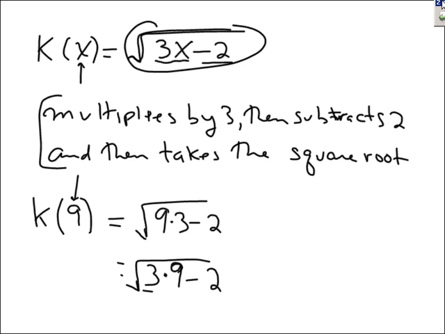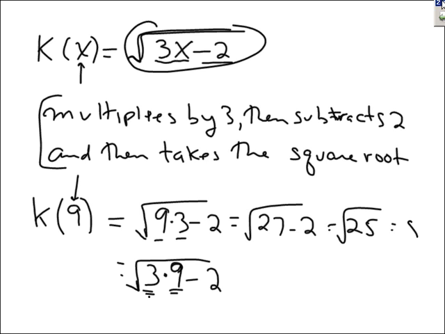That is, it doesn't matter if you write 3 times 9 or 9 times 3. Either way, you get 27, take away 2, which is 25, and you take the square root of that, which is 5. Take what's in the brackets, multiply it by 3 and then take away 2, and then take the square root of it. I don't care what's in the brackets. I'm going to multiply it by 3, and then take away 2, and then take the square root of it.